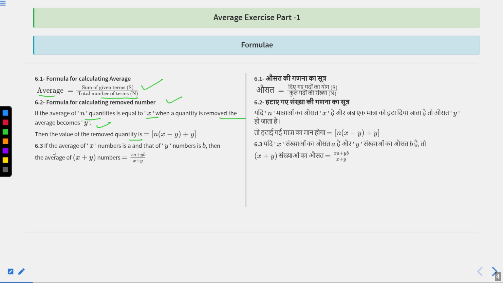Now the third formula: if the average of x numbers is a, and that of y numbers is b, then the average of x plus y numbers will become (xa plus yb) upon (x plus y). So let's start some questions.